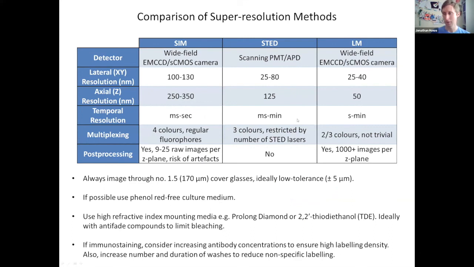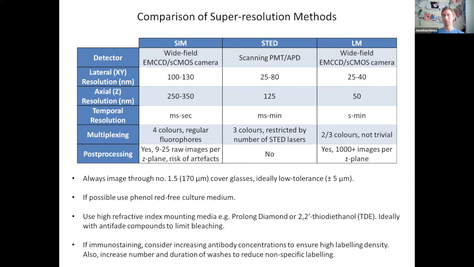If you want to go faster and you don't really need that big an improvement in resolution, then SIM is actually quite an attractive option, because although you have to take up to 25 images or so per Z plane, if your exposure time is relatively short, a few hundred milliseconds, then you can acquire an image every few seconds. So this is probably one of the most live cell compatible super-res techniques. STED sort of sits in the middle, so its resolution is better than SIM, but generally not as good as localization microscopy.